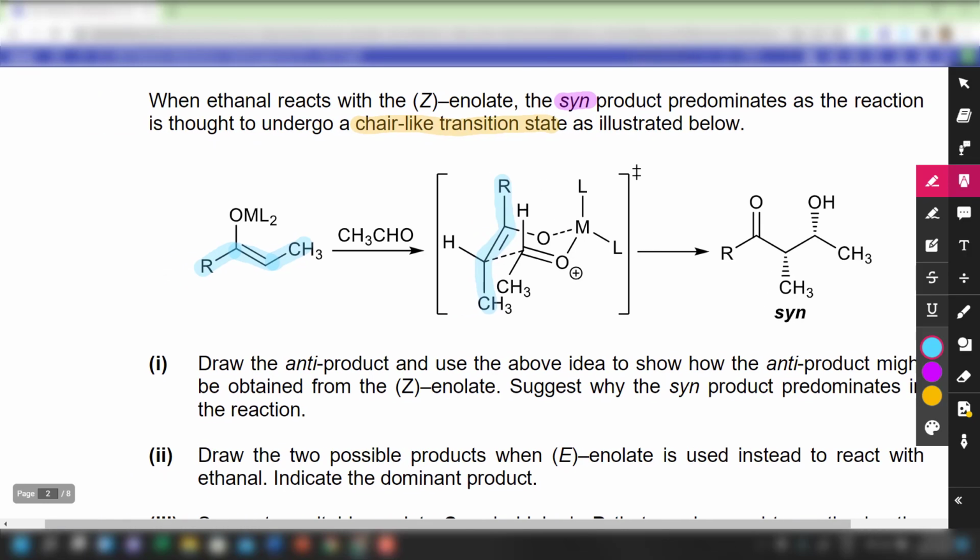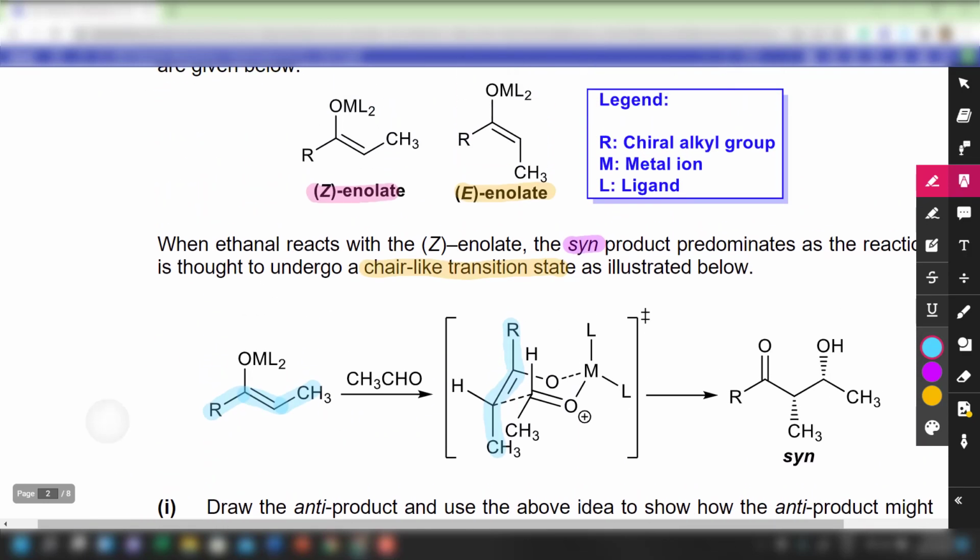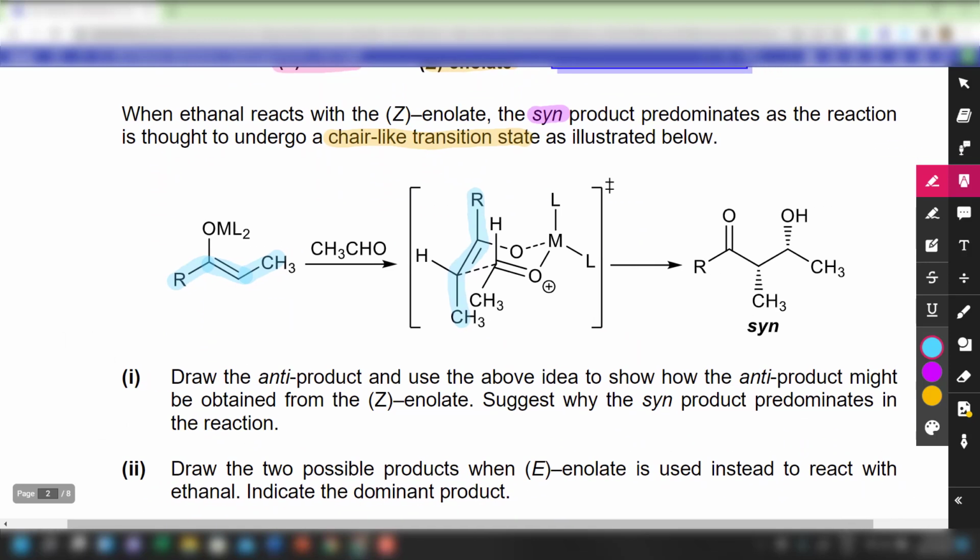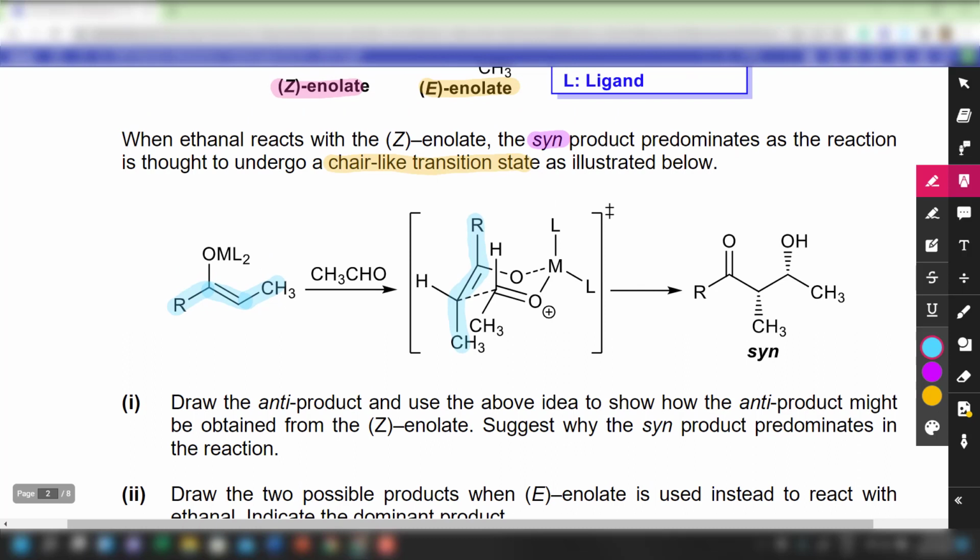That means that later on, if you are using the E-enolate, the methyl group must be found in the equatorial position. That is something which is important, and you need to recognize that. Once you recognize that, then I will just erase this.